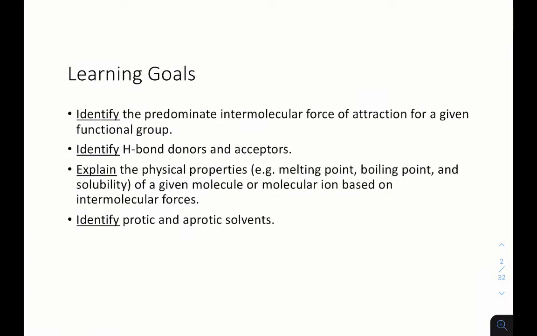To identify the predominant, most important intermolecular force of attraction for a given functional group or for a given molecule. To identify hydrogen bond donors and acceptors. To explain the physical properties such as the melting point, boiling point, and solubility of a given molecule or molecular ion based on the intermolecular forces. And finally, to identify protic and aprotic solvents.